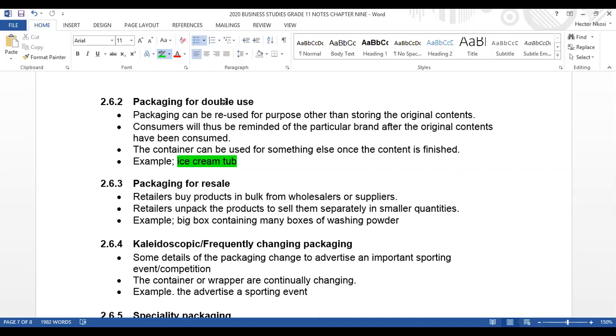Sometimes at home during Easter holidays or Christmas, they buy a tin of biscuits. After that, the tin can be used for storing sugar, or something else. Some people put old tulus, small tulus, in that tin. You think it's for biscuits, and it's not. That's another example of packaging for double use, right?